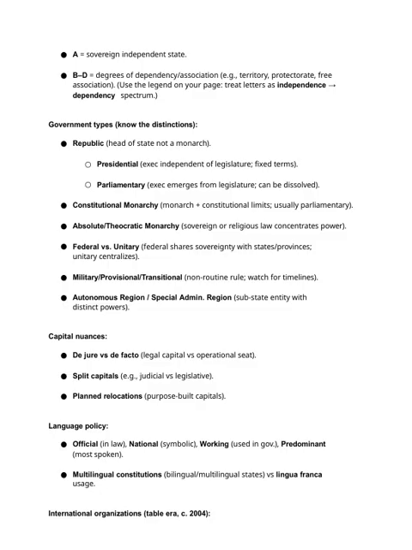Let's start by understanding the basic concept of sovereignty. When we say A, we mean a sovereign independent state, which has full control over its territory and affairs. Moving along the spectrum from A, the B to D labels show degrees of dependency or association, such as territories, protectorates, or areas with free association. Think of these as points on a scale from full independence to various forms of dependency.